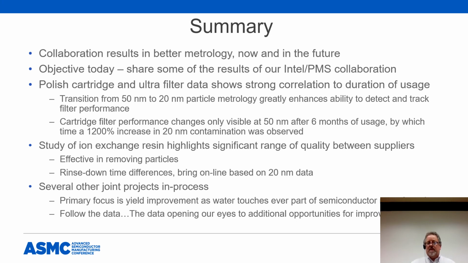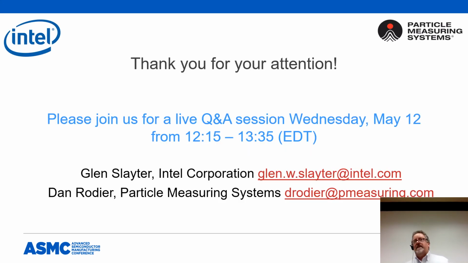We also have several other joint projects in process. Our primary focus area is yield improvement with all of this work. And water touches pretty much every part of semiconductor manufacturing. And so it's very important to have very clean and very stable water quality. And as we move forward, we're really following the data. We're learning as we go, and the data is leading us. And so it kind of opens our eyes. We see some new opportunities for continuing to improve our yield enhancement here and improve the quality of the water product.